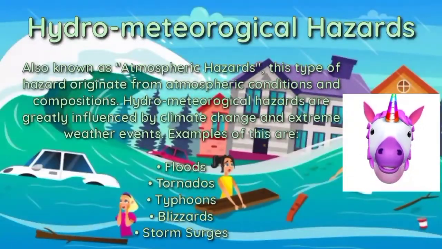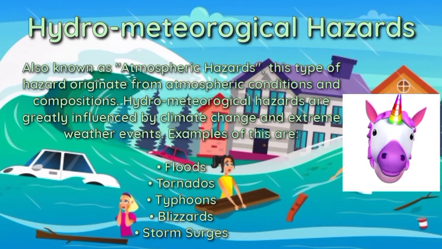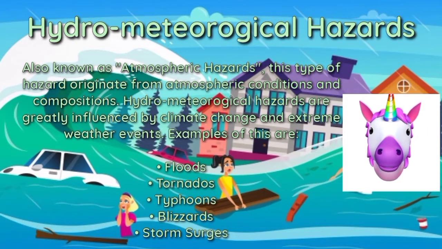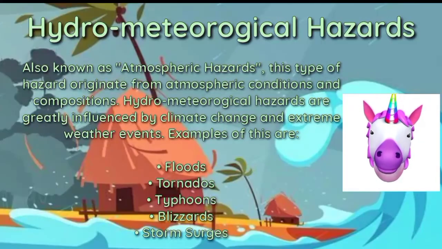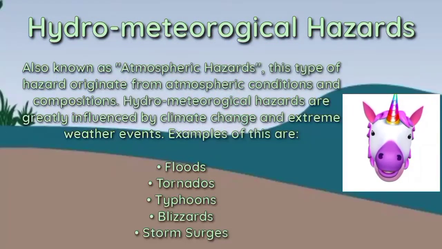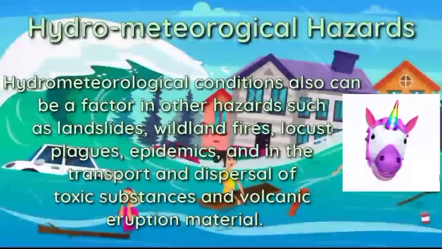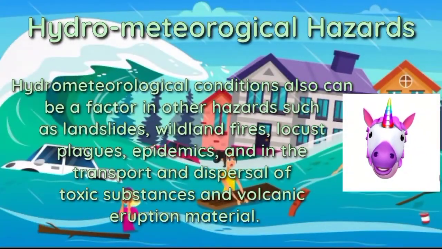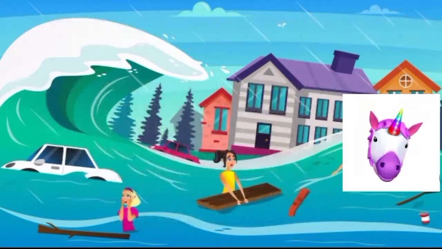Next is the hydrometeorological hazard, also known as atmospheric hazards. This type of hazard originates from atmospheric conditions and compositions. Hydrometeorological hazards are greatly influenced by climate change and extreme weather events. Examples of these are floods, tornadoes, typhoons, blizzards, and storm surges. Hydrometeorological conditions also can be a factor in other hazards such as landslides, wildland fires, locust plagues, epidemics, and in the transport and dispersal of toxic substances and volcanic eruption material.